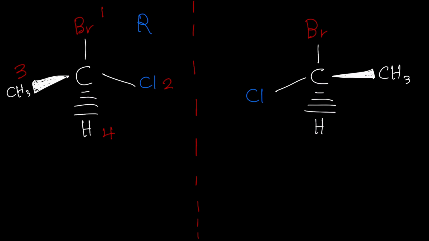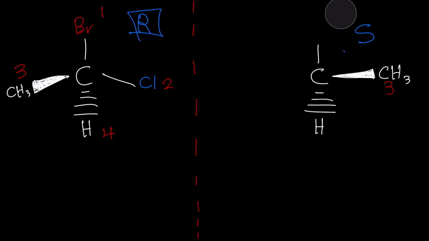On the enantiomer on the right side, we have bromine 1, chlorine 2, methyl 3. If you want to go 1, 2, 3, you're going to go counterclockwise, which would be the S configuration. So enantiomers have different configurations. They have the opposite configurations.